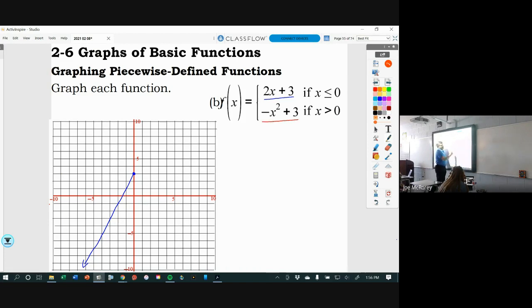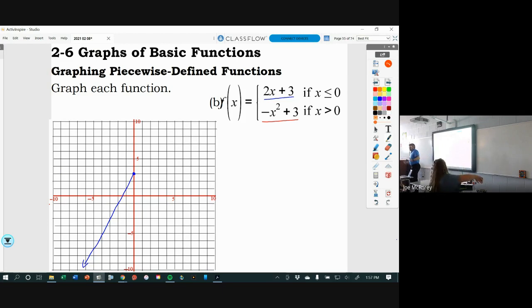Now we got this next graph. And I'm going to talk you through it from the parent function. What is the parent function of negative x squared plus 3? X squared. What does y equals x squared look like? It's a parabola. Looks like this. Right? What's the negative do? Flips it upside down. What does the plus 3 do? Brings it up, shifts it up, right? But I only want that side of it, right? I want the side to the right that's greater than 0, because it's greater than 0.